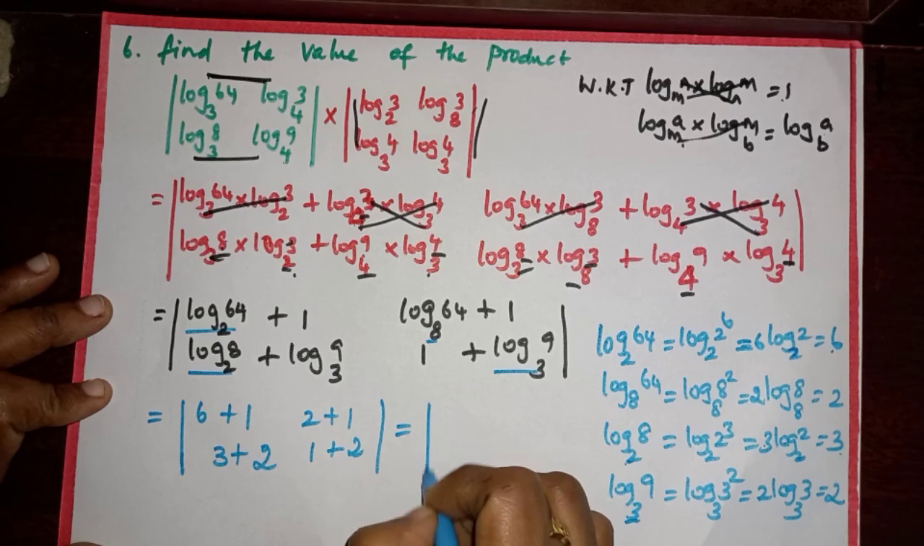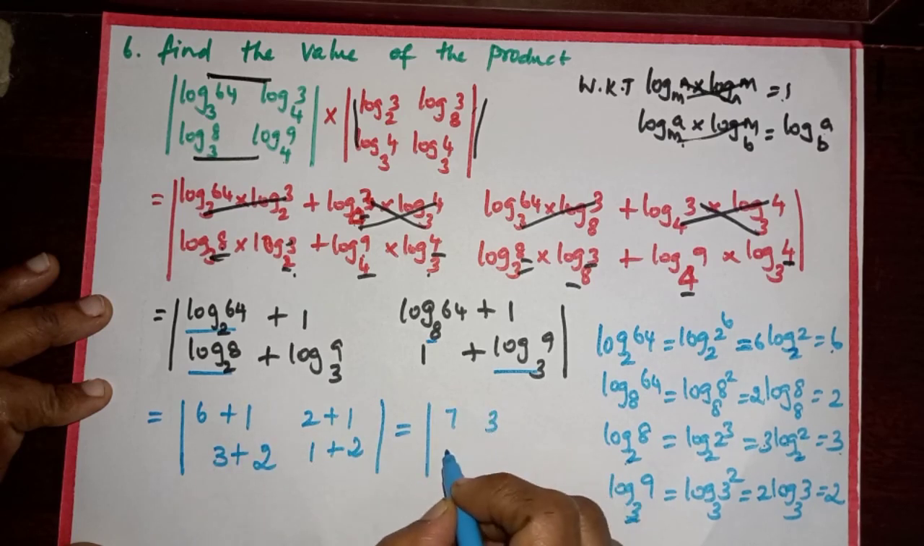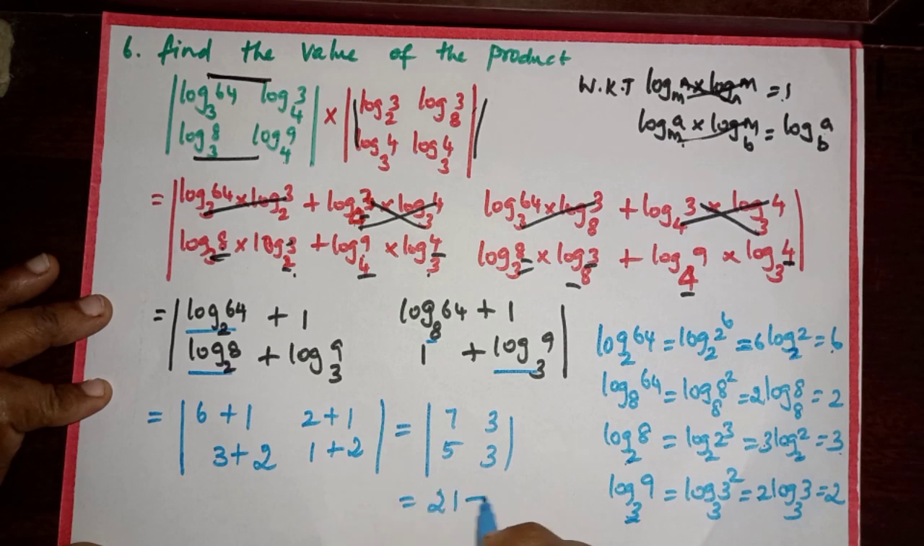Which is equal to 6 plus 1 is 7, times 3, minus 5 times 3. 7 threes are 21, minus 5 into 3 is 15, which is equal to 21 minus 15, which is 6. Therefore, the value of the product is 6.